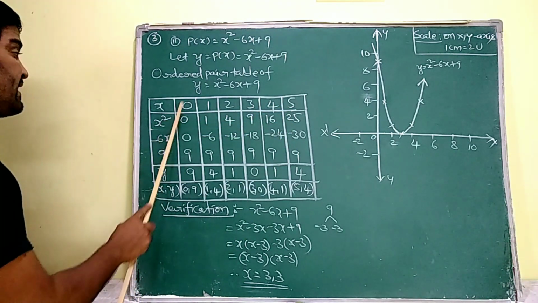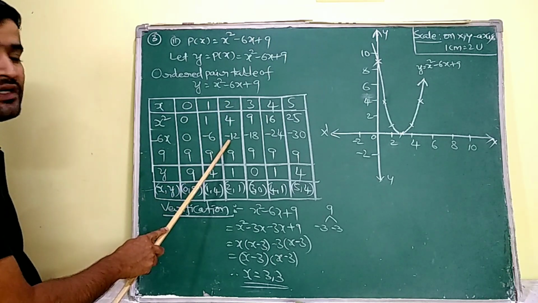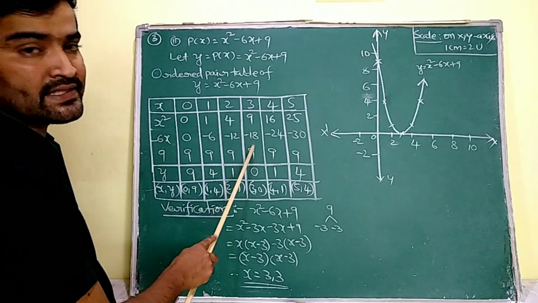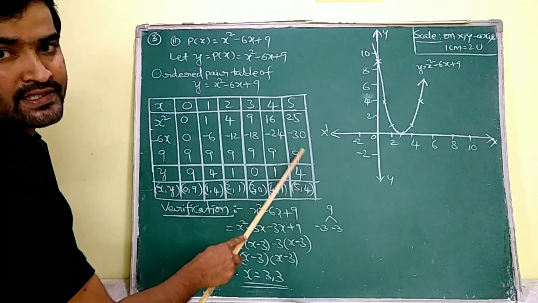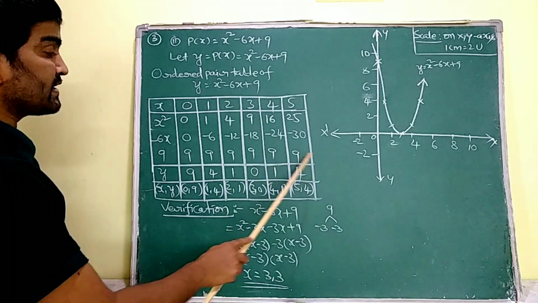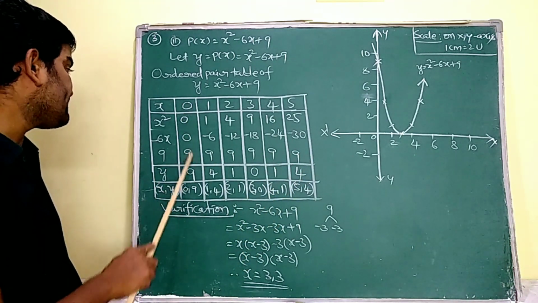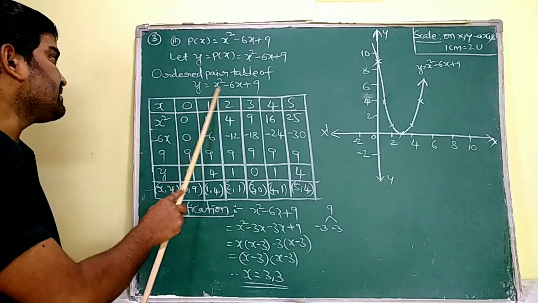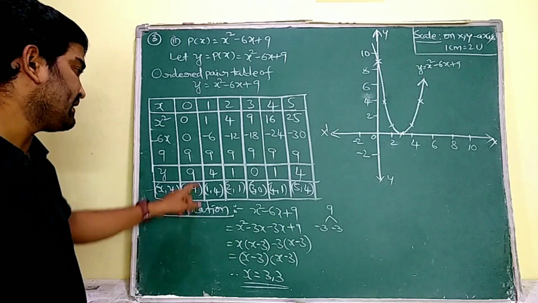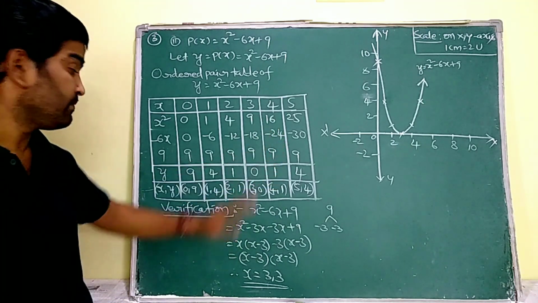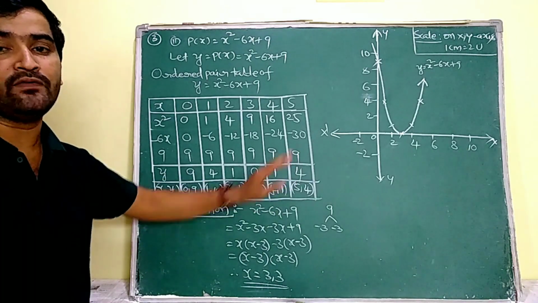See, minus 6x: minus 6 into 0, 0, minus 6 into 1, minus 6, minus 6 into 2, minus 12. Minus 6 into 3, minus 18. Minus 6 into 4, minus 24. Minus 6 into 5, minus 30. And the constant never changes, no? So, always 9 only. So, add these three together to get the y value. Why? Because these three together give y. I obtained these values as y, that is 9, 4, 1, 0, 1, 4. So the points are 0, 9, 1, 4, 2, 1, 3, 0, 4, 1, 5, 4.